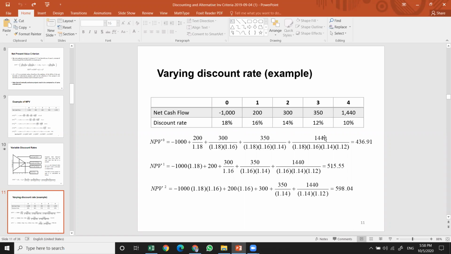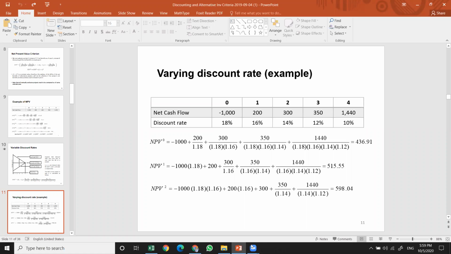And so on. The last cash flow considers all of the cash flows. From year 3 to 4, it's 12. From 2 to 3, it's 14, and so 4 discount rates are considered in here. But this is the case if you calculate the NPV till the year 0.